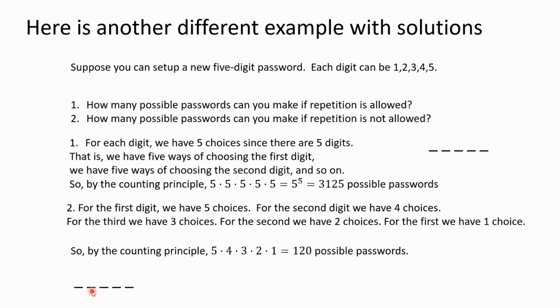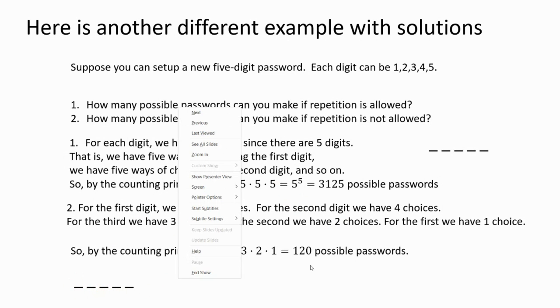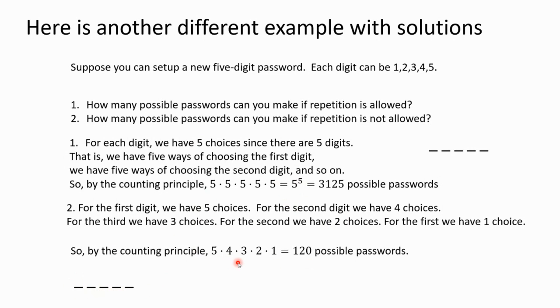For the next one here, right? For this one, that is, you only have 4 choices because, again, there's no repetition allowed. You know, you have 5 choices here, but whatever digit you use, you can't use again. So we have 4 choices here. Then we have 3 choices, right? 2 of them have been used already, and so on. So we have 5 times 4 times 3 times 2 times 1, which is 120 possible choices.